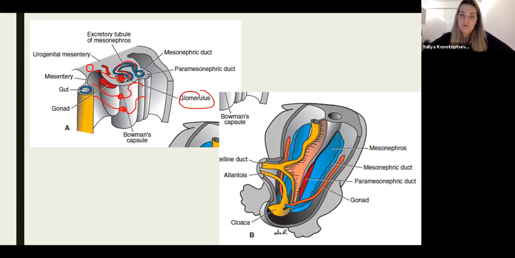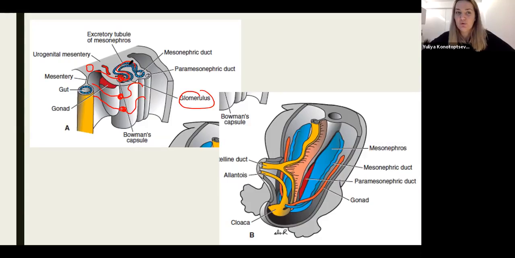So technically, what's going to happen with this glomerulus? It starts to filtrate. So the blood that is coming from this dorsal aorta is actively starting to get filtrated. So now this ultrafiltrate, which you have created, right? You're filtering the blood in the glomerulus. Now this ultrafiltrate starts to push through this S-shaped mesonephron.